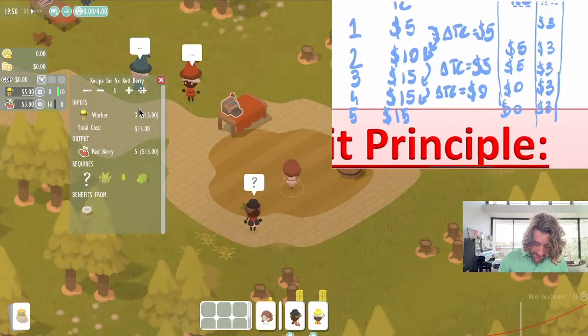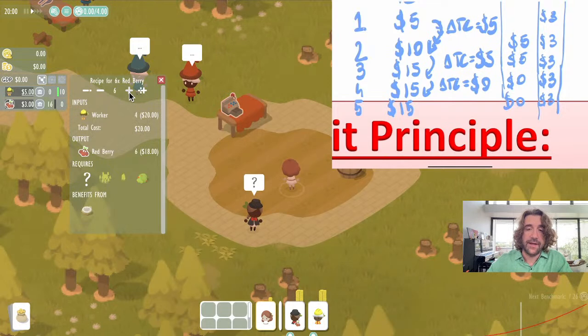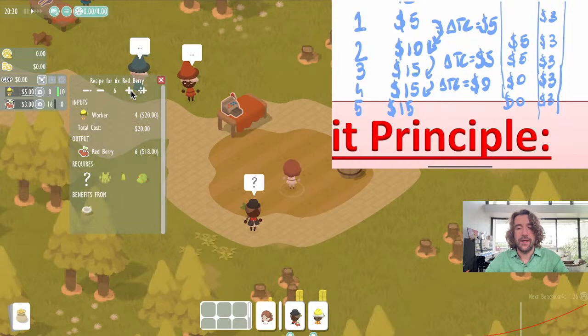And now zooming out a little bit more, if you increase production of red berries even further, that's when you can see that the number of workers starts to increase again. If you want to produce 6 red berries, now you need to hire another worker. And if you want to produce 7 red berries, you have to hire another worker, 5 of them now. And if I go to 8, again, I need to hire 8 workers. If I want to produce 9 red berries, I need to hire 13 workers. This is becoming really expensive.